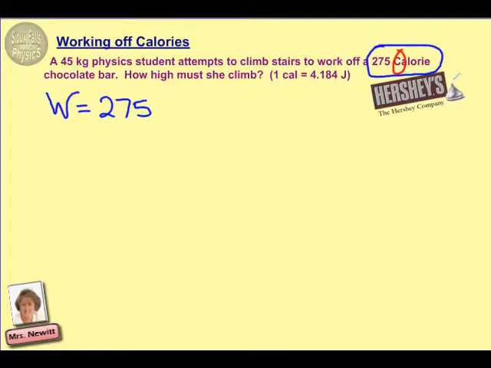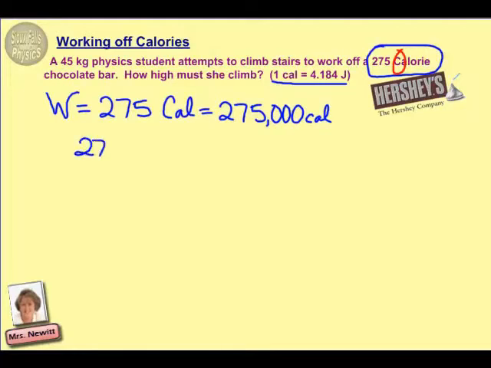So if it is 275 calories, that is actually going to be 275,000 little calories. And you can see that again when we look at our conversion factor. The conversion factor is shown: 1 little calorie with a lowercase c is equal to 4.184 joules. So that candy bar has 275,000 little calories. Here we can do our dimensional analysis then.